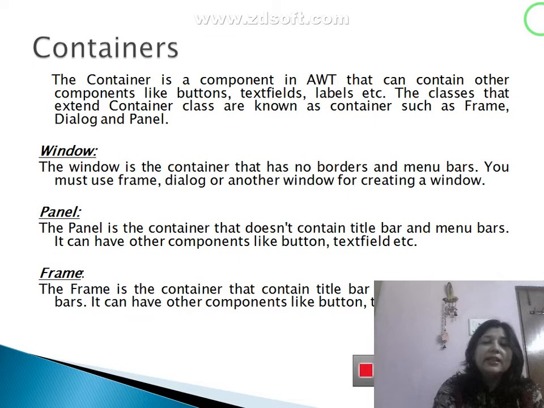Now panel. The panel is the container that does not contain a title bar or menu bars. It can have other components like button, text field, etc. And frame. The frame is the container that contains a title bar and can have a menu bar also. It can have other components like button and text field. So frame is a very important container for our GUI applications.